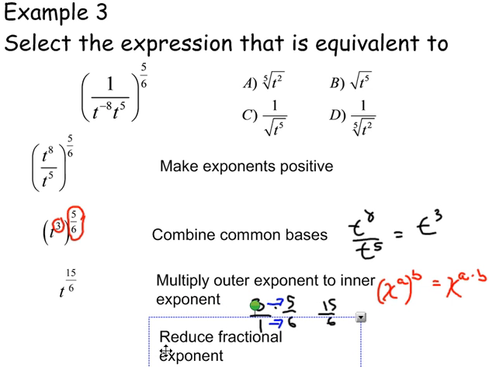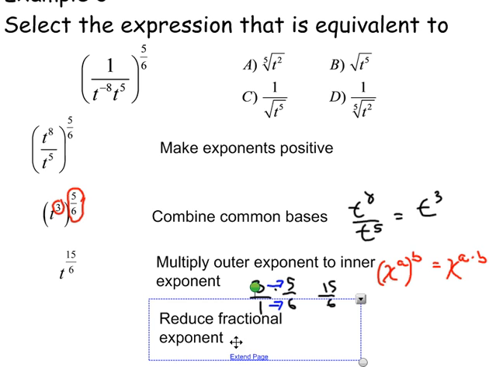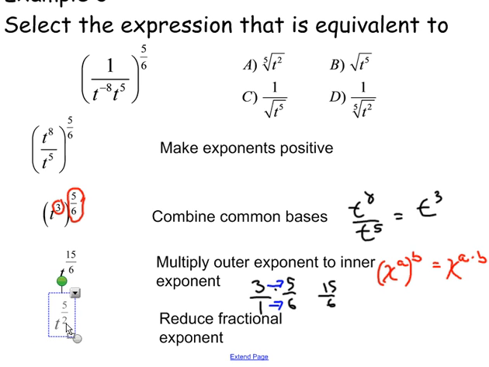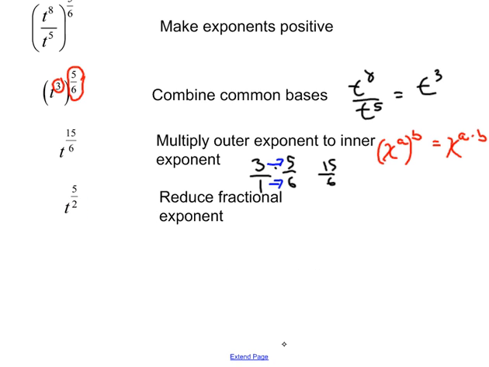Reduce the fractional exponent. So what does 15 over 6 reduce to? Well, that's going to reduce to 5 over 2. So you get t to the 5 over 2. And yes, now we are up to our last step. Now we could rewrite or express this in radical form. So the denominator, as we said, becomes the root, and the numerator becomes the exponent of the radicand.